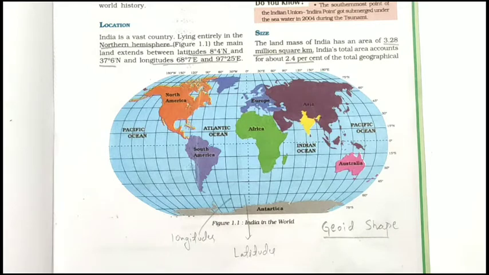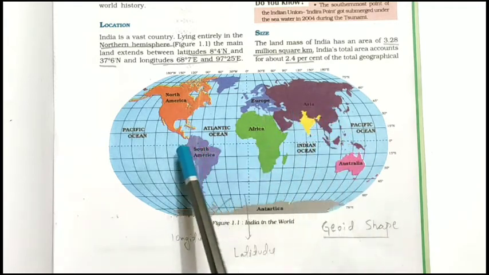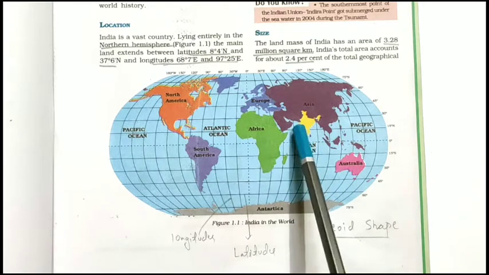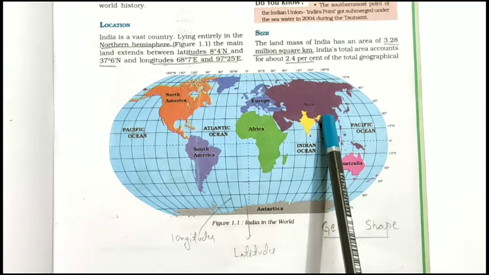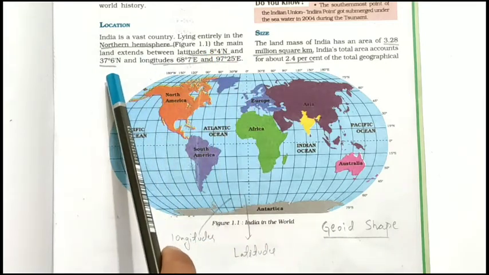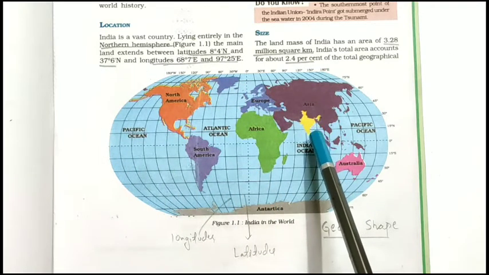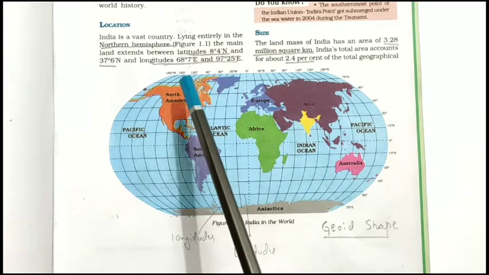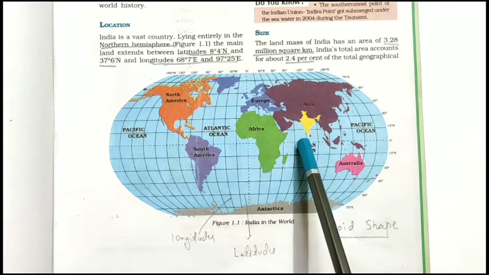In this map, can you see where India lies? In which hemisphere? India is a vast country. Here you see India lies in northern hemisphere. See, this is the equator and on top of that India lies. It has latitudes from 8 degree 4 minute north and 37 degree 6 minute north, and longitudes from 68 degrees 7 minute east and 97 degree 25 minute east.